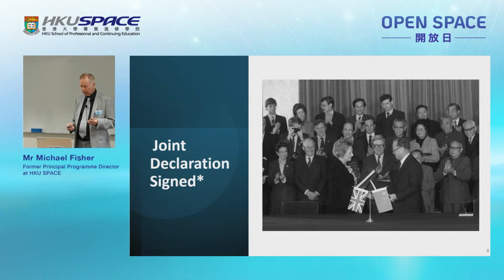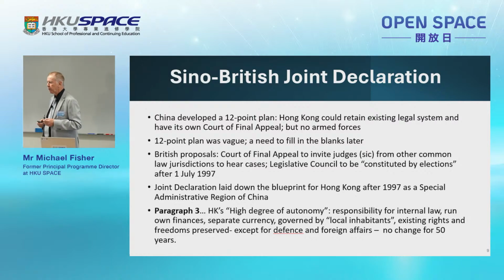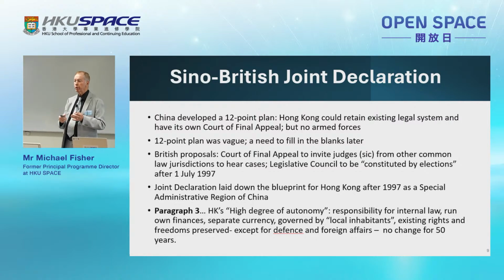So, there was the Joint Declaration signed. What did it say? I'll give you a little bit of the background. Why did we have this joint declaration? Why did we have negotiations between Britain and China? What happened in the 1980s is that people started getting nervous. They said, you know what, there's a handover in 1997.